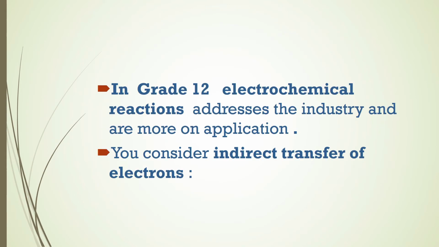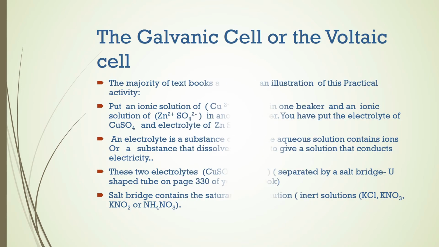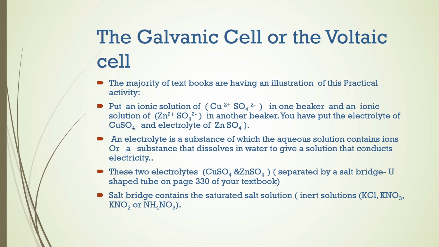In grade 12, electrochemical reactions address the industry, so they are more on application. In grade 12, you consider indirect transfer of electrons. You are doing the galvanic cell or the voltaic cell. The majority of textbooks have an illustration of this practical activity.